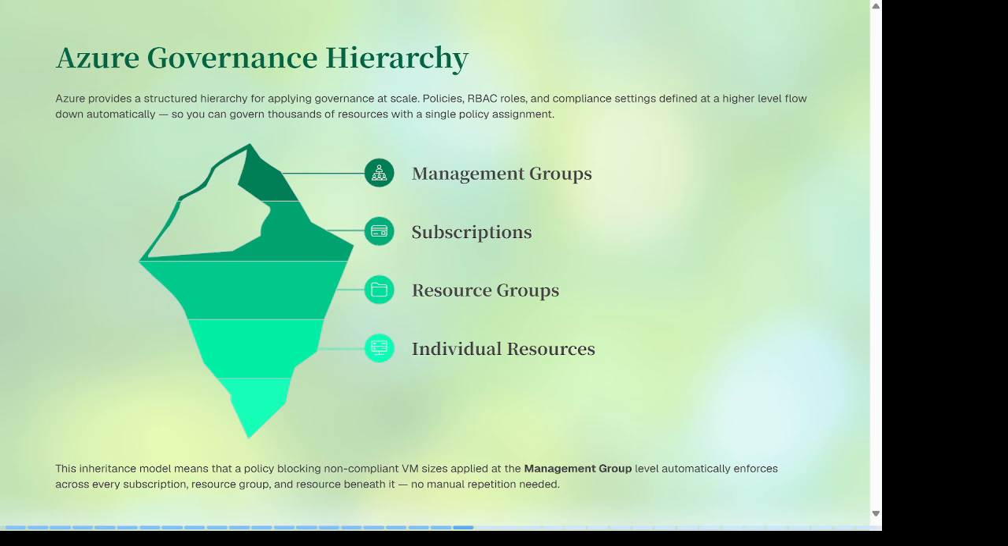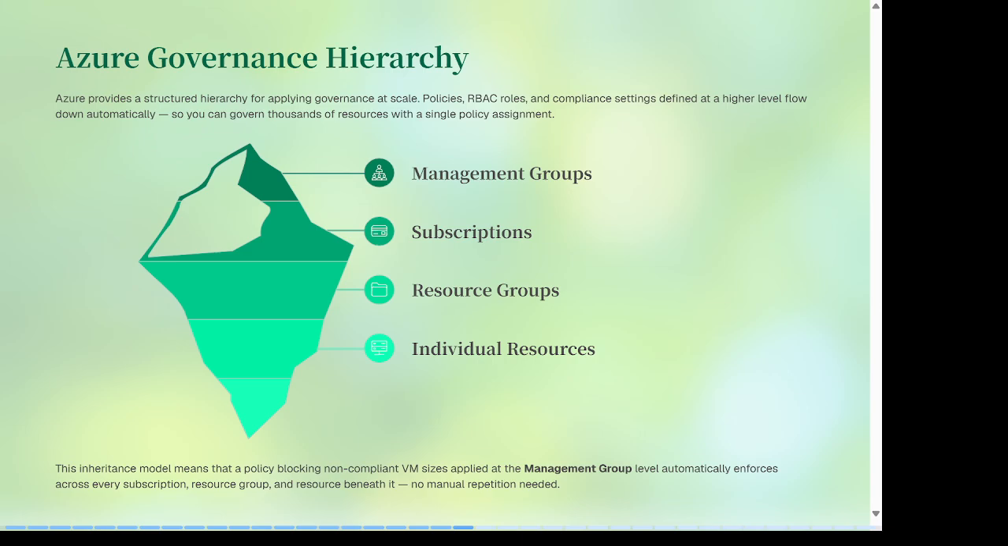Azure governance hierarchy. This is where Azure becomes truly powerful at scale. Because in real organizations, you don't manage just 10 or 20 resources. You manage thousands of them across teams, projects and regions. So how do you apply rules consistently everywhere without repeating yourself? That is exactly what the Azure governance hierarchy does.